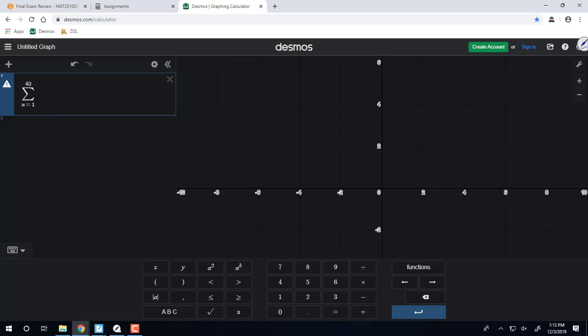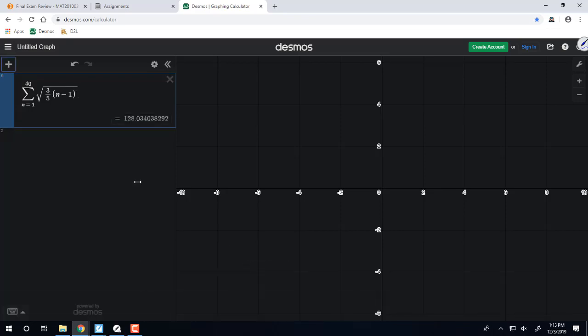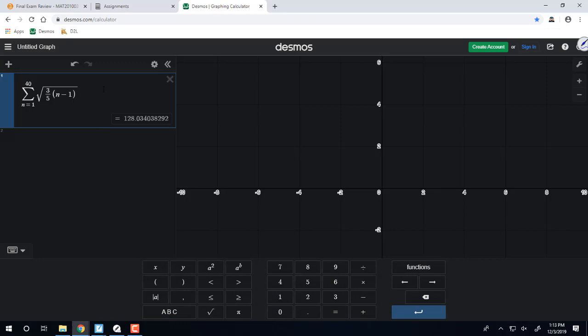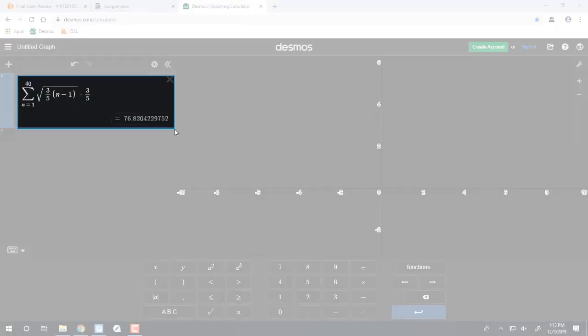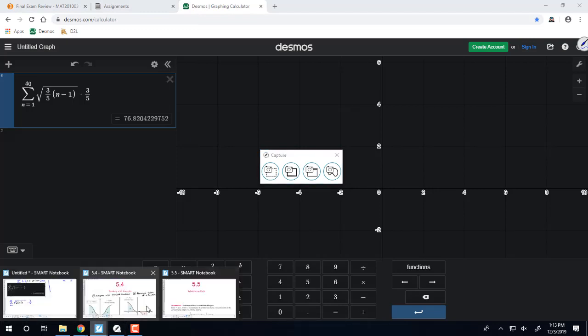Remember, if you're using Desmos, it has it in terms of n. You might be able to change that, but we're going to do the square root of 3/5 times n minus 1, and then we're going to multiply all of that by 3/5. So we would take that to be our approximate area for this one.